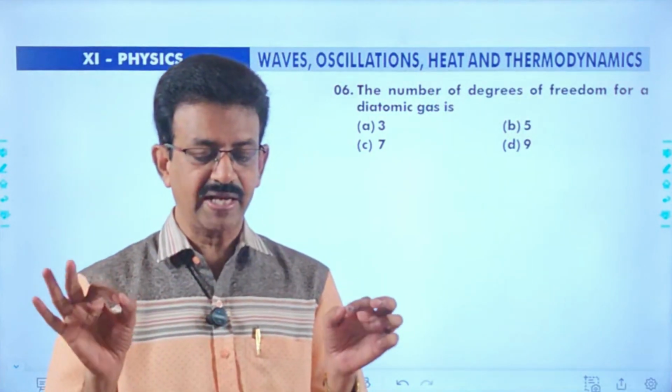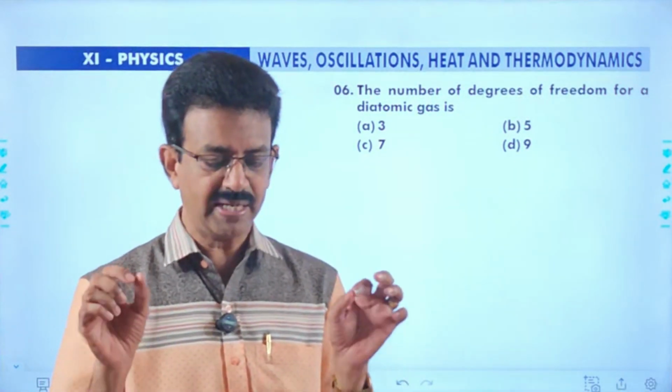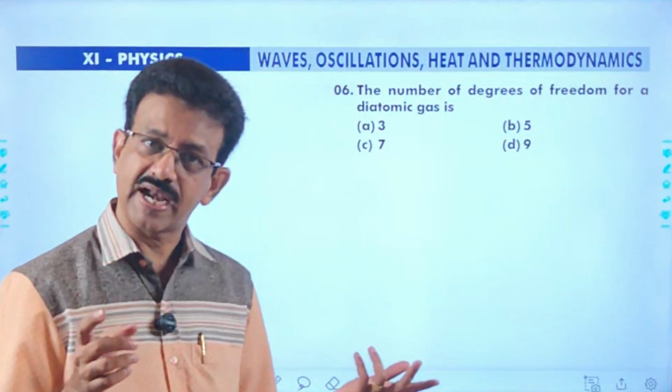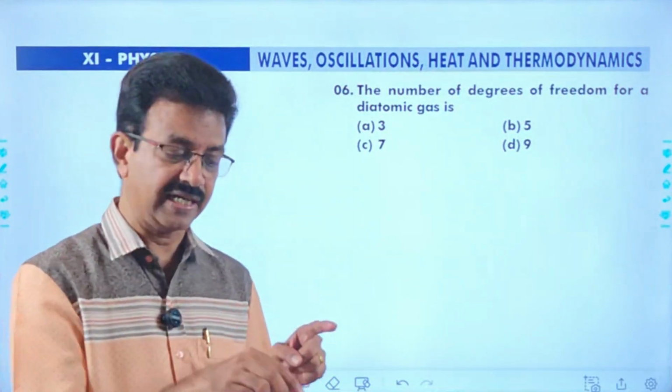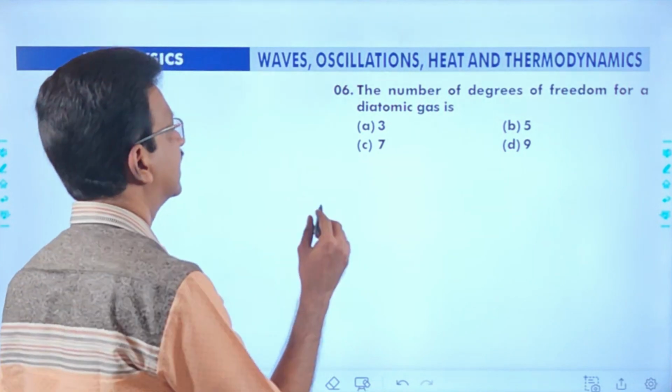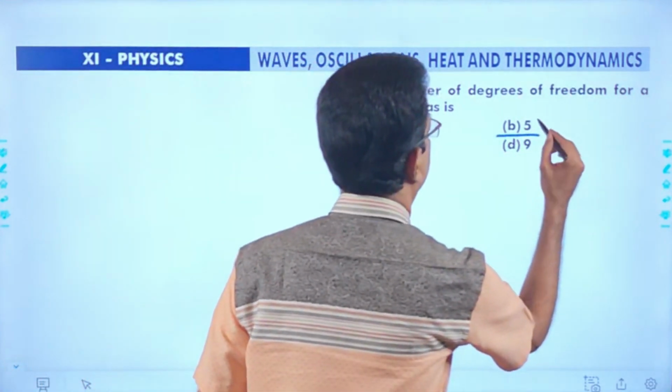Here, the number of degrees of freedom for a diatomic gas: for a diatomic gas, totally there are 5 degrees of freedom, 3 translational and 2 rotational. Therefore, the correct choice is B.